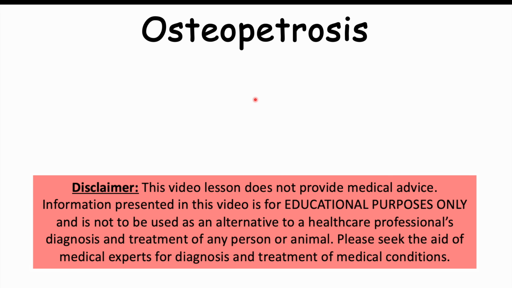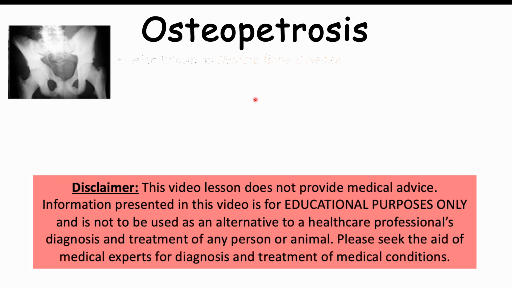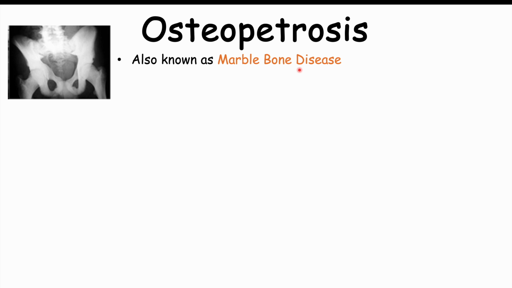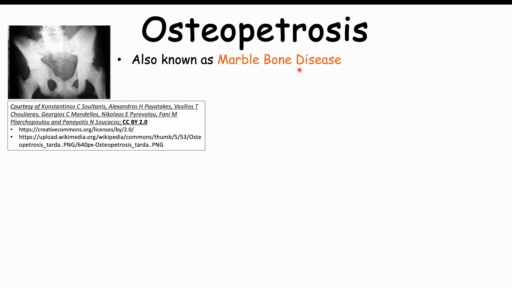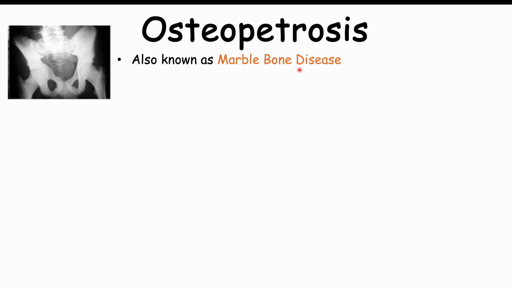Hi everyone, this lesson is on the condition known as osteopetrosis, which is also known as marble bone disease. In this lesson, we're going to talk about what this condition is and why it occurs. We'll also discuss the signs and symptoms, how it's diagnosed, and how it's treated.